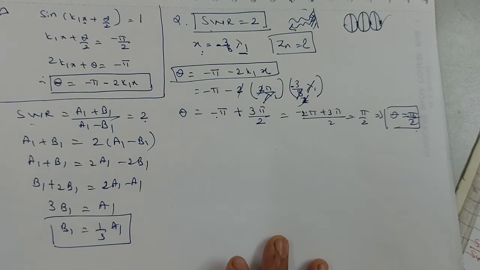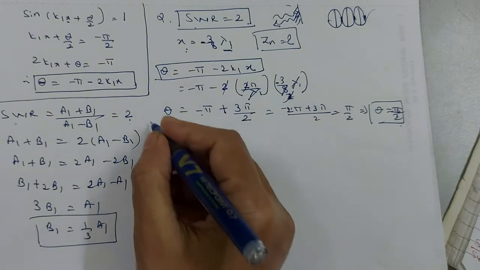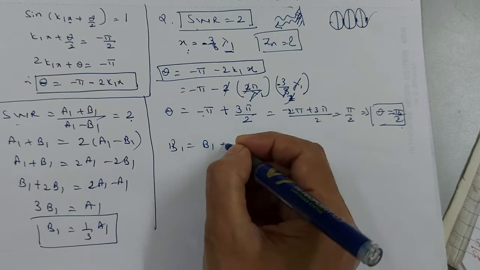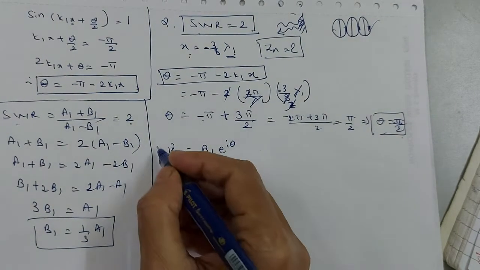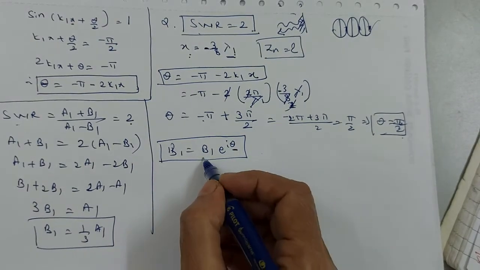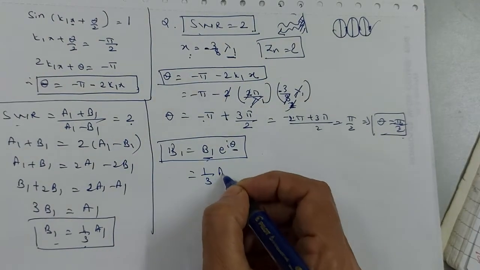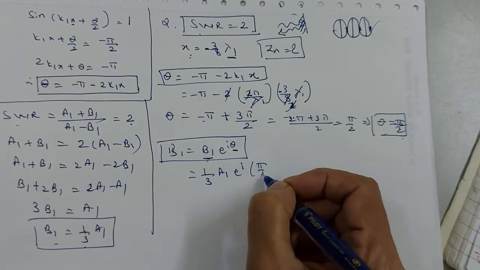For angle theta, I explained to you the relation B1 is equal to B1 e to the power I theta. So B1, this was my equation number 2. Now over here, do I know theta? Yes. Do I know B1? Yes. B1 is 1/3 A1. So substitute the value over here: 1/3 A1 e to the power I into pi by 2.